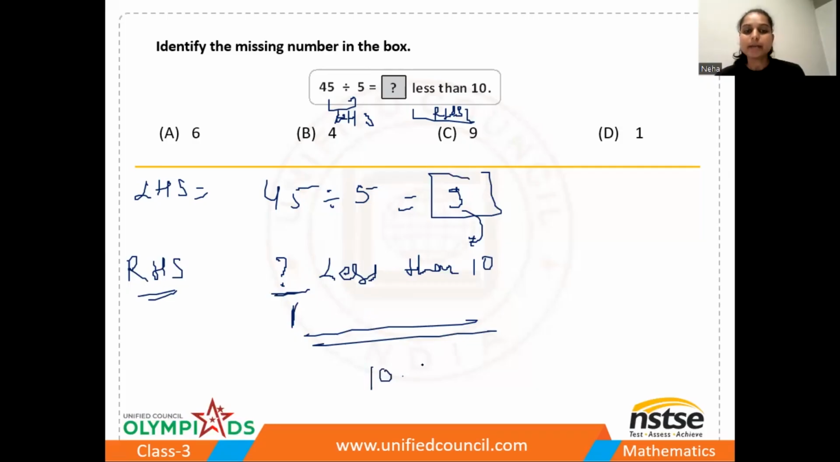So just 10 minus 1 is equal to 9. So I can say 1 is your right answer. So my dear students, just 1 is the right answer. But in these type of questions, we can make mistakes.